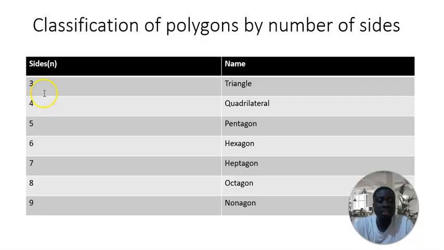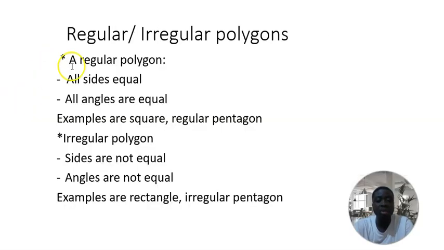So since the number of sides is 4, n is 4. Pentagon 5, hexagon 6, heptagon 7, octagon 8, nonagon 9. So these are the number of sides of a polygon with their respective names. All that I want to highlight here is that n represents the number of sides of the particular polygon we're talking about.